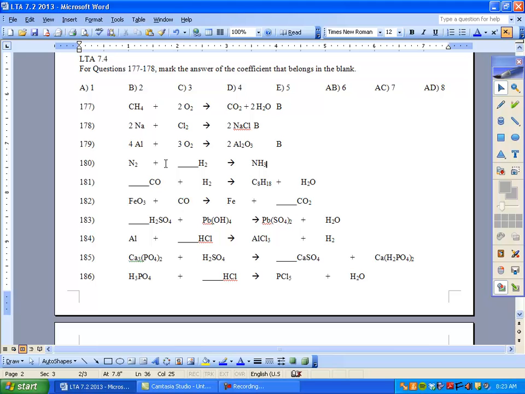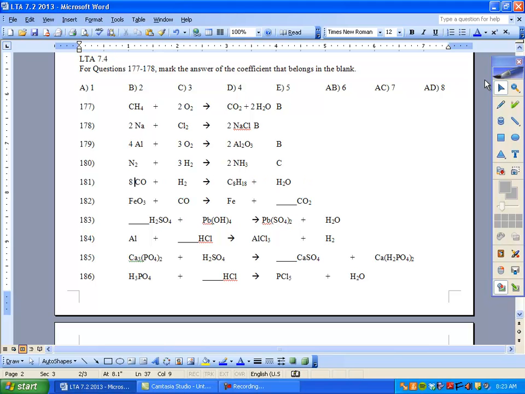Number 180, 2 nitrogens, so I'll fix that over on this side. Now I have 6 hydrogens, which means I need to make that a 3. Since that is a 3, the correct answer is C for number 180.